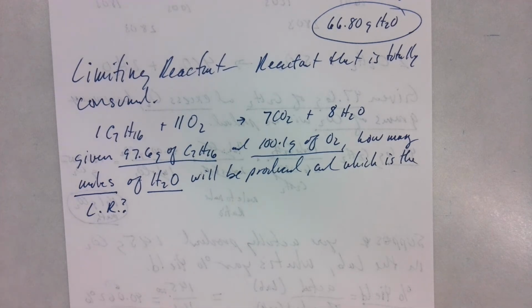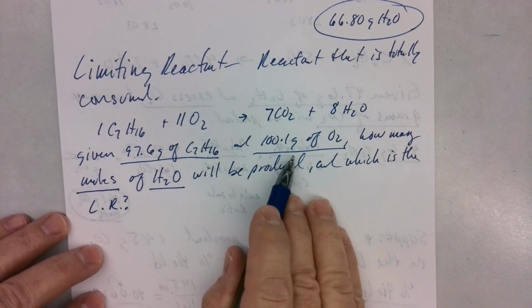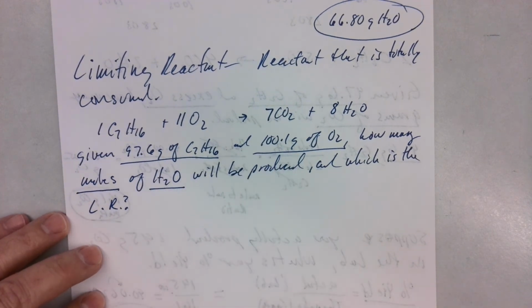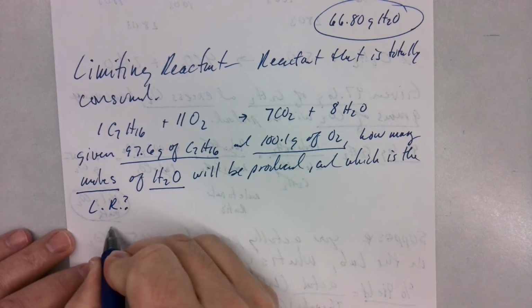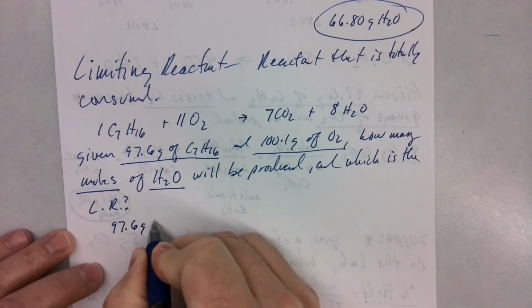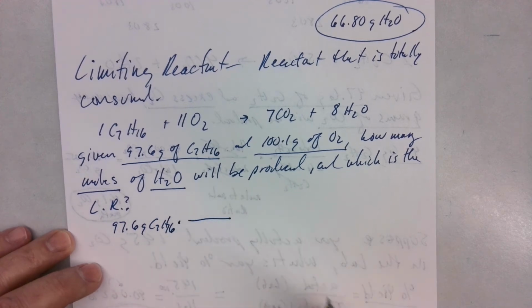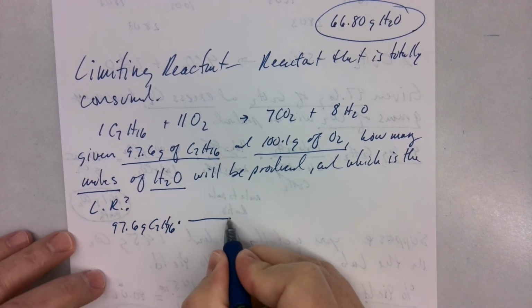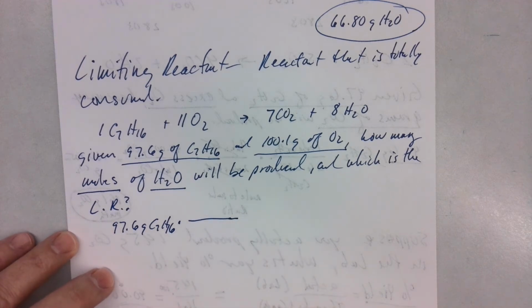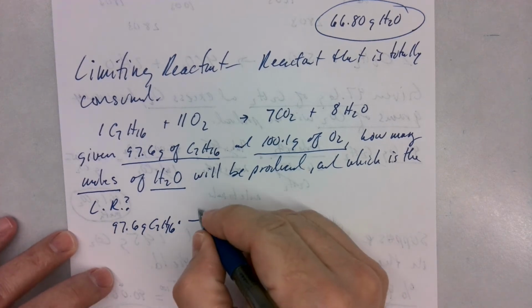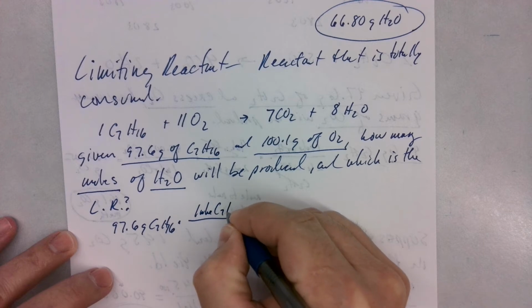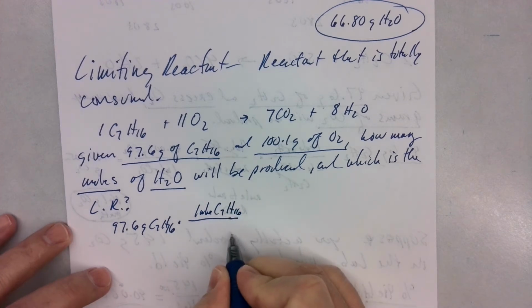Okay. Now, so I'm going to start. Does it matter which one of these I start with? No, because I'm going to do them both. So I'm going to start with 97.6 grams of C7H16. I'm going to times that by what? What am I doing first? Going to moles, right? So I'm going to have 1 mole of C7H16 for every what?